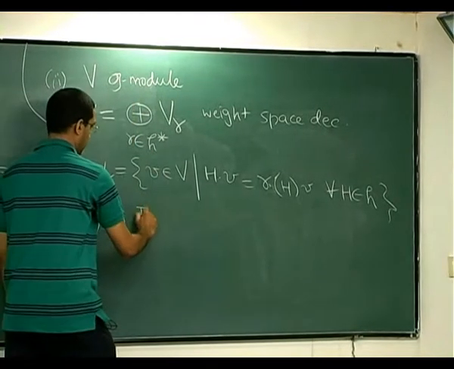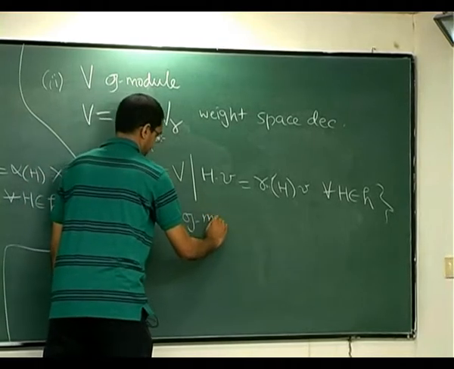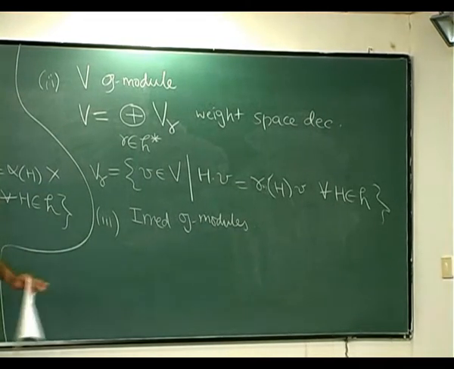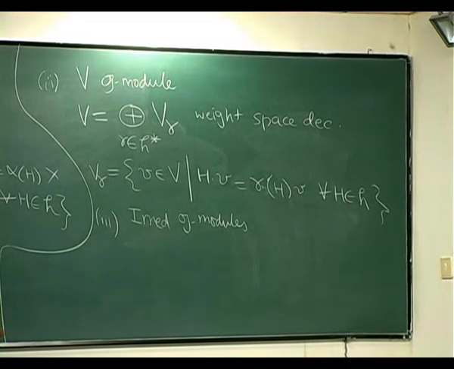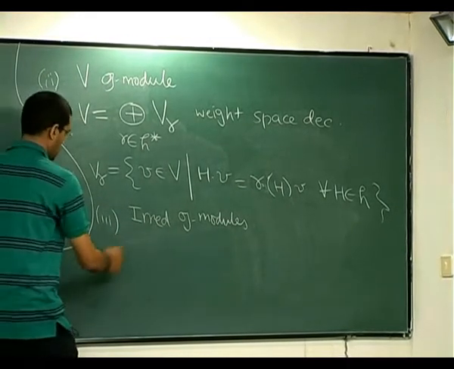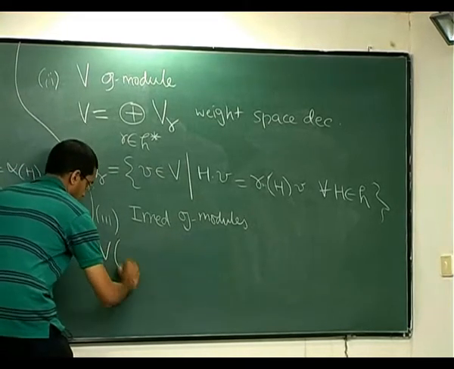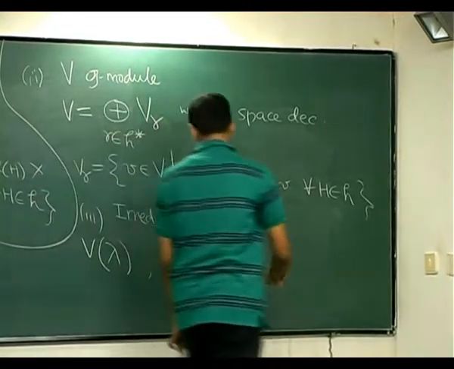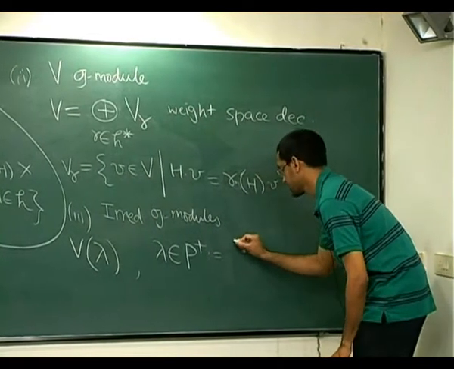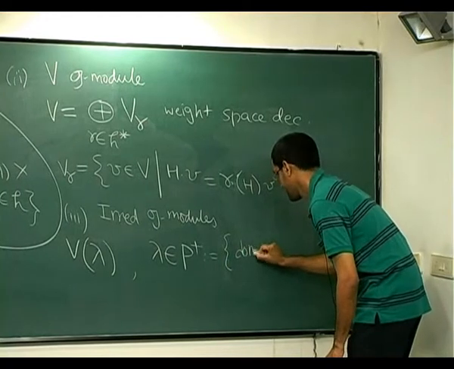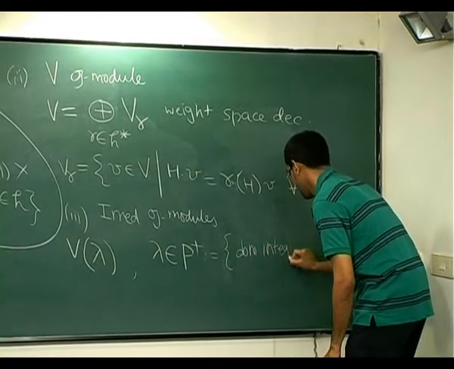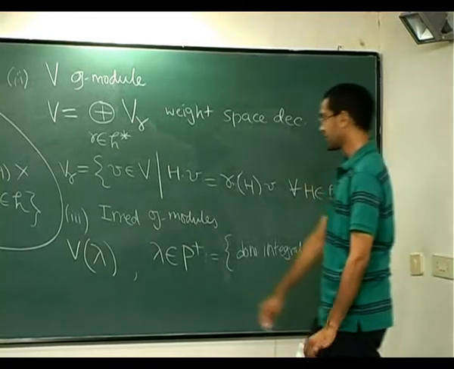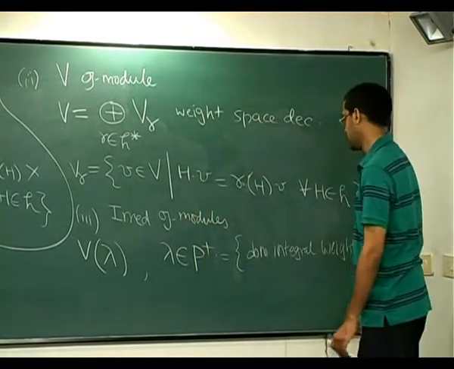Third, what about irreducible G modules? So irreducible G modules are parametrized. I mean, they're completely known. We know what all of them are. They are parametrized by dominant integral weights. So an irreducible G module is usually written V of lambda, where lambda belongs to the set P plus. This is the traditional notation, which is the set of dominant integral weights. So the finite dimensional irreducible representations are parameterized by dominant integral weights.